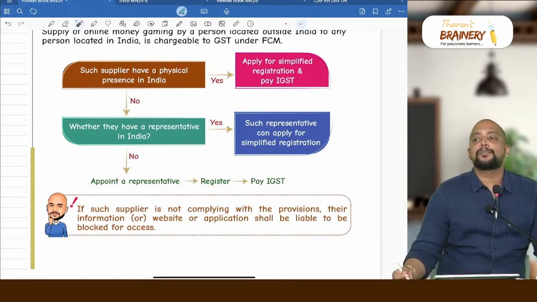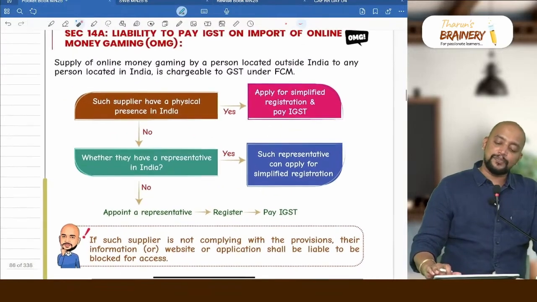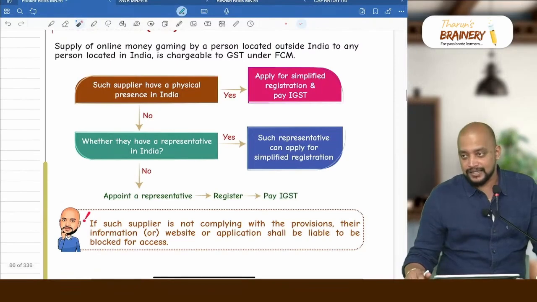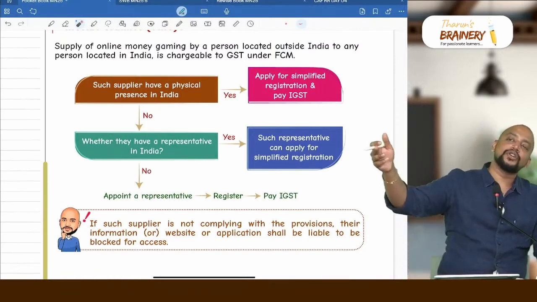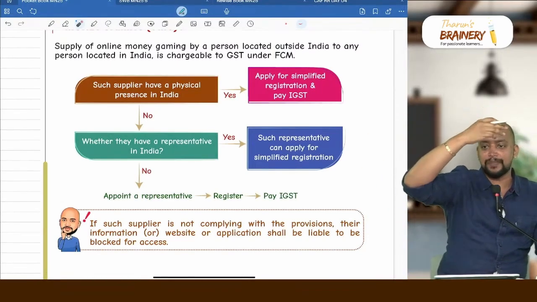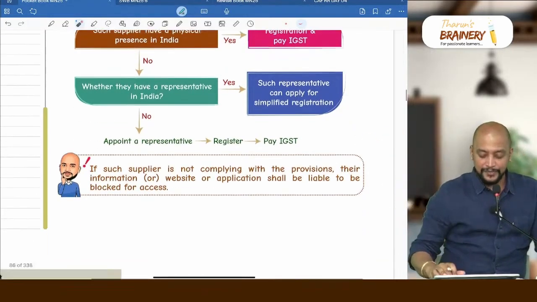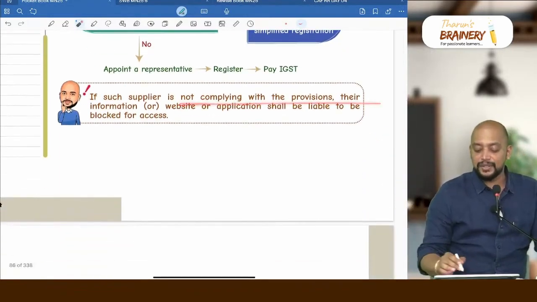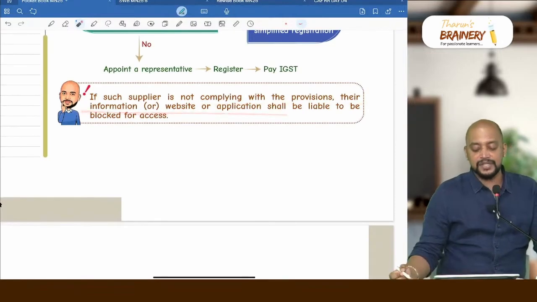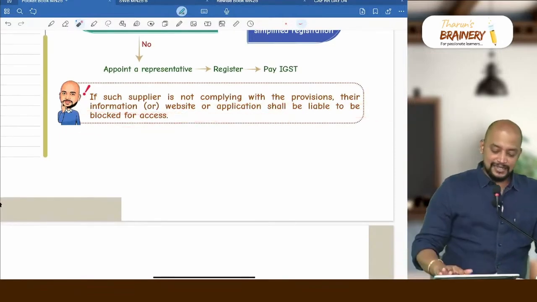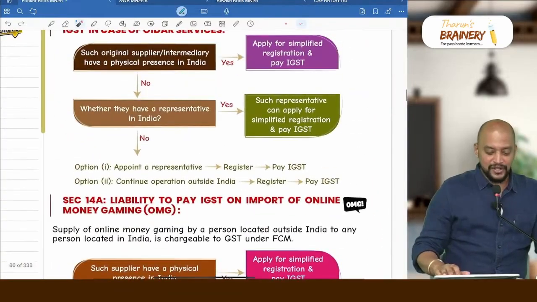What if they are not complying with those provisions? Then that particular online money gaming platform will be blocked for access. Okay. Thereafter, we need to go to UK, US or Korea, Japan and all. So night times you go on regularly. So you need to go and visit that. If that supplier is not complying with the provisions, their information or website or application shall be liable to be blocked for access. That's it. With this we completed the place of supply chapter.